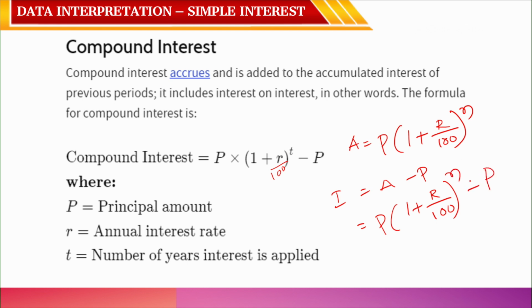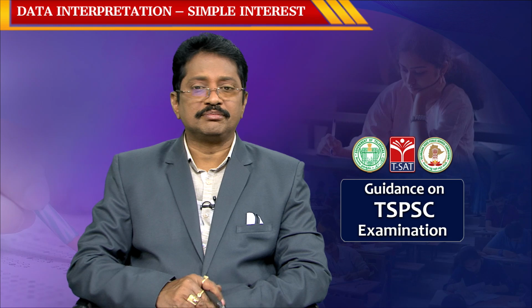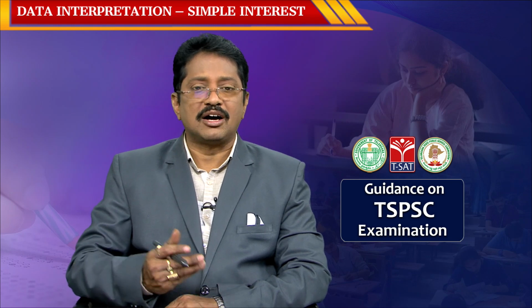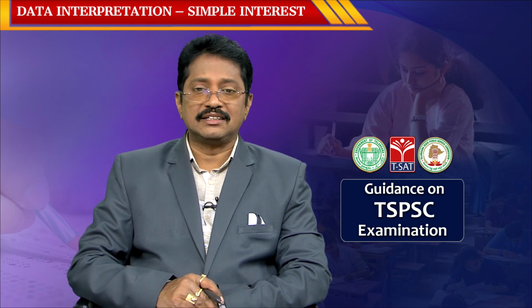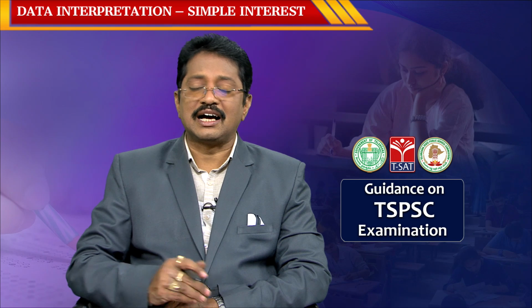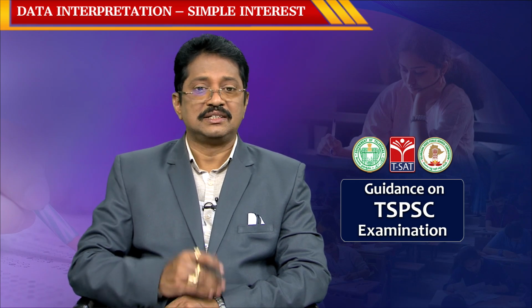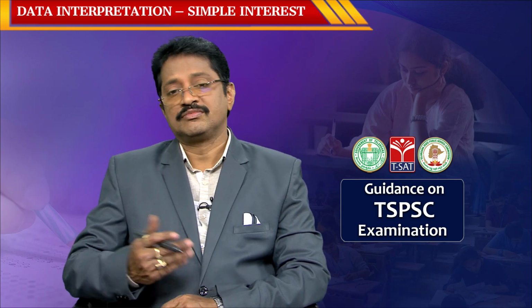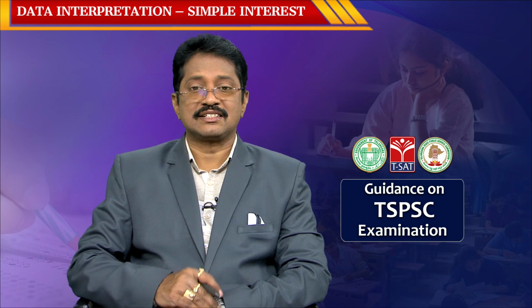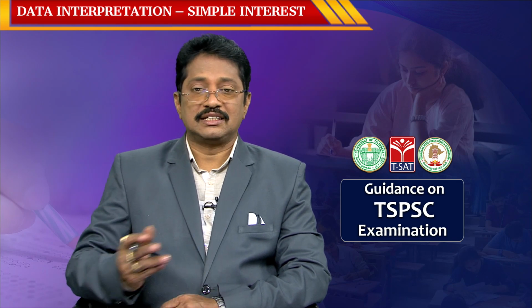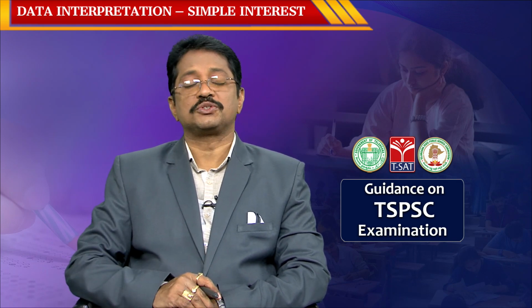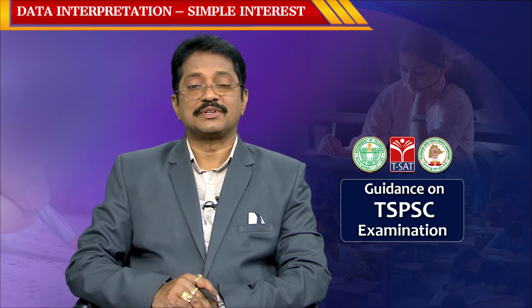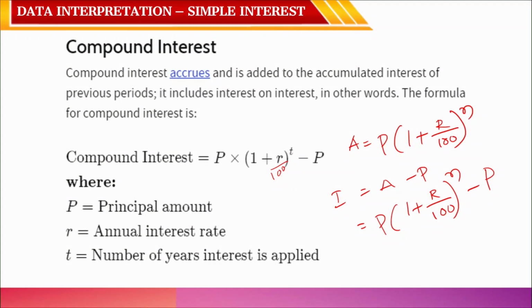Clear? Okay. So, here everything is the same. P is how much amount you lent, that is called the principal amount, R is the rate of interest, N is the number of years the interest applies to the loan, and of course, A stands for the total amount and I stands for the interest. Clear? Okay, what is the difference between compound interest and simple interest?